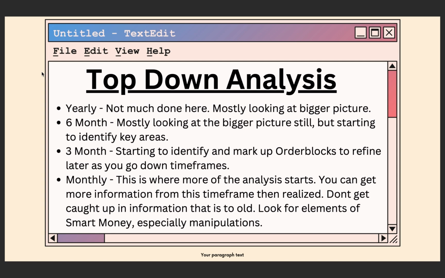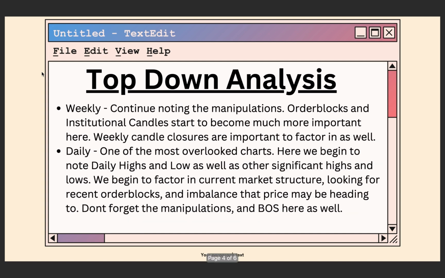Okay, so on the monthly, this is where a lot more of the analysis starts. You can get more information from this time frame than you realize. Don't get caught up in the information that is too old from decades ago. Look for elements of smart money, especially manipulations. All right, so on the weekly, you want to continue noting the manipulations. Order blocks and institutional candles start to become much more important here. Weekly candle closures are important to factor in as well.